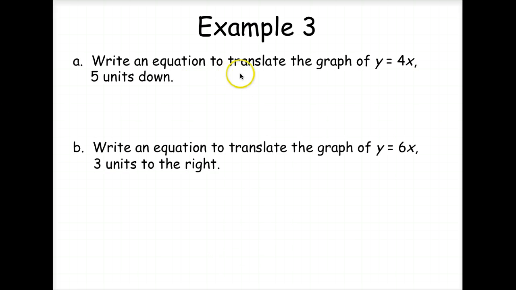Now we're to write an equation to translate the graph of y is equal to 4x. So we're going to go just 5 units down. So remember, up and down, it's not in a grouping symbol. And since it's going down, it's going to be a negative 5.